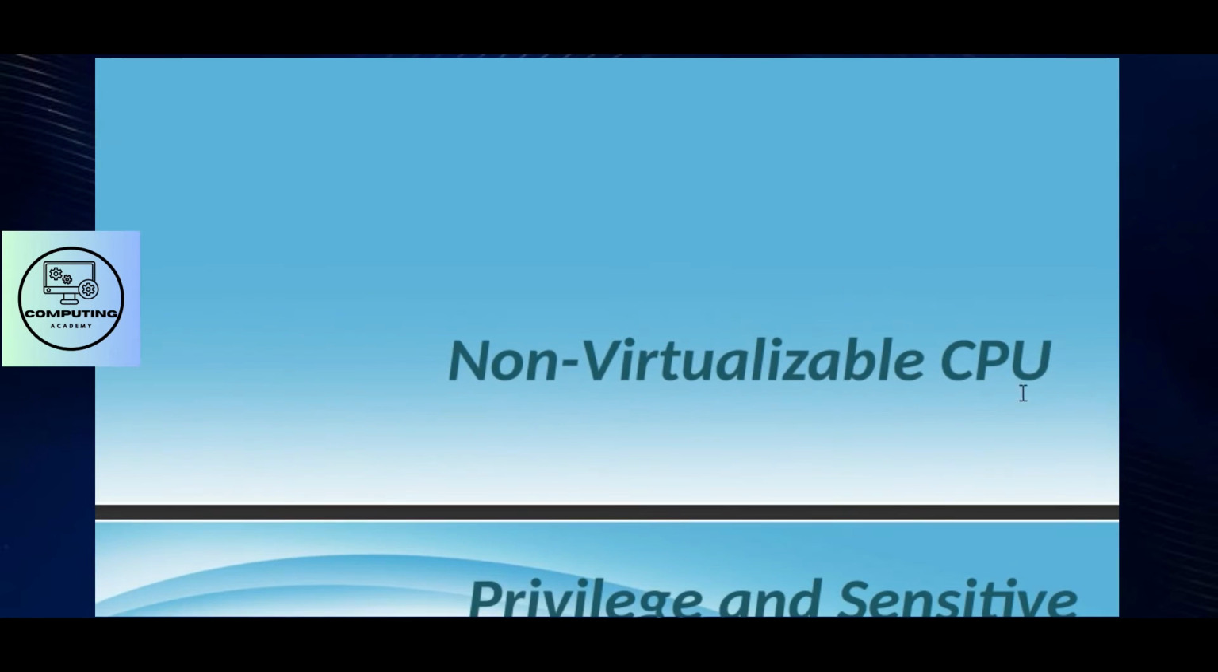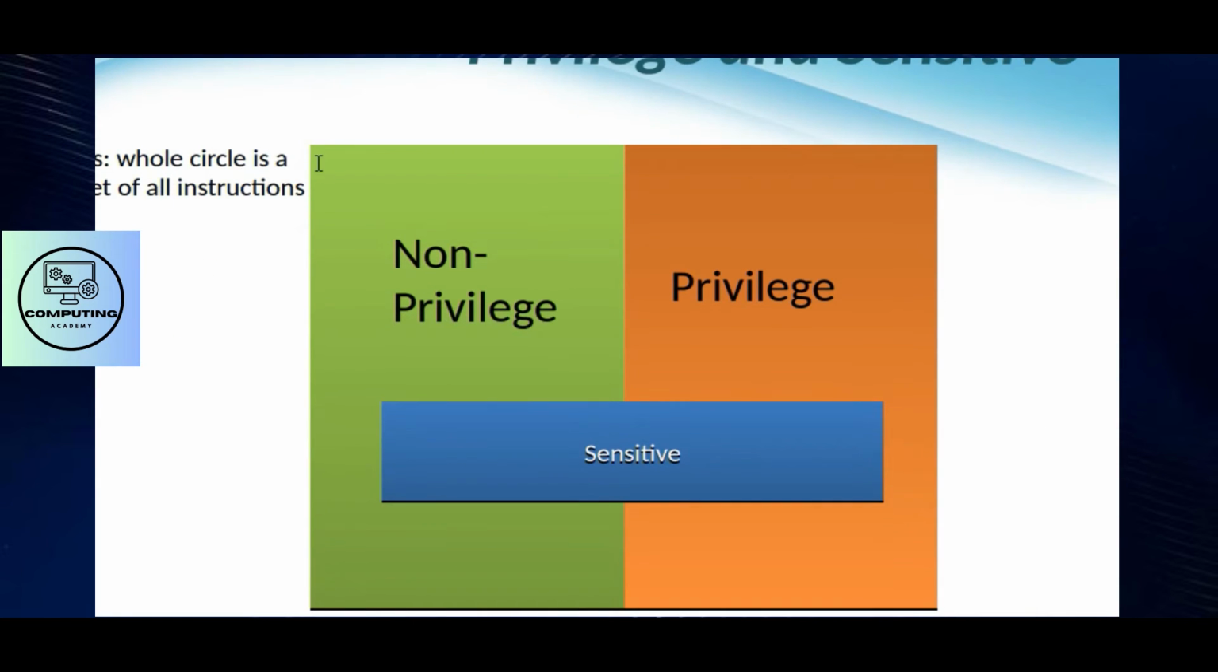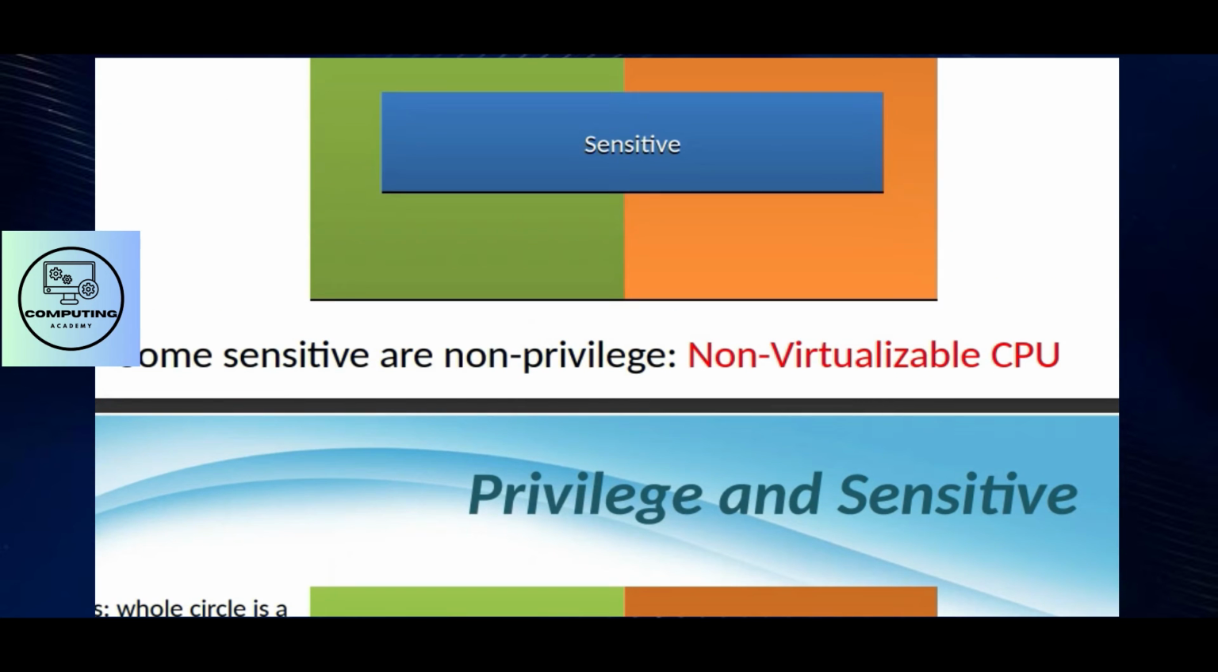Then we have non-virtualizable CPU. Firstly, we talked about virtualizable CPU, and now I'm going to talk about non-virtualizable CPU in detail. And in non-virtualizable CPU, we will talk about privileged and sensitive instructions. The whole circle is a set of all instructions. You can see the non-privileged area and the privileged area, and the center one is filled with sensitive instructions. Some sensitive instructions are non-privileged, which is a non-virtualizable CPU.